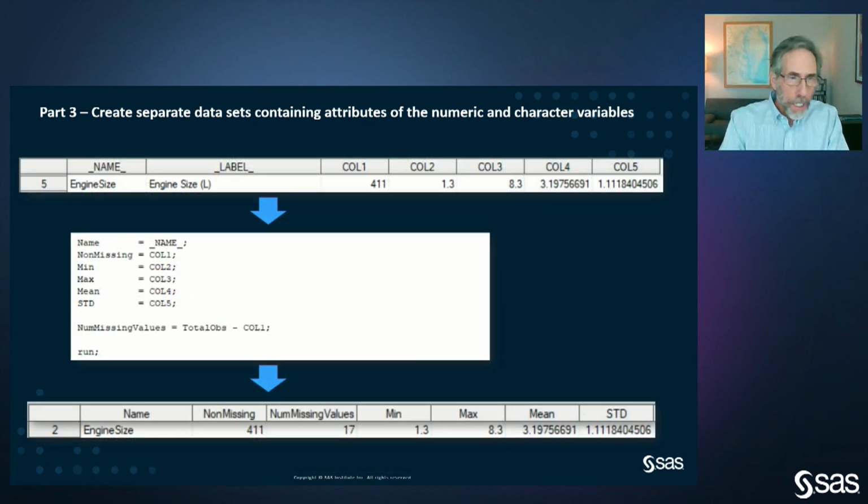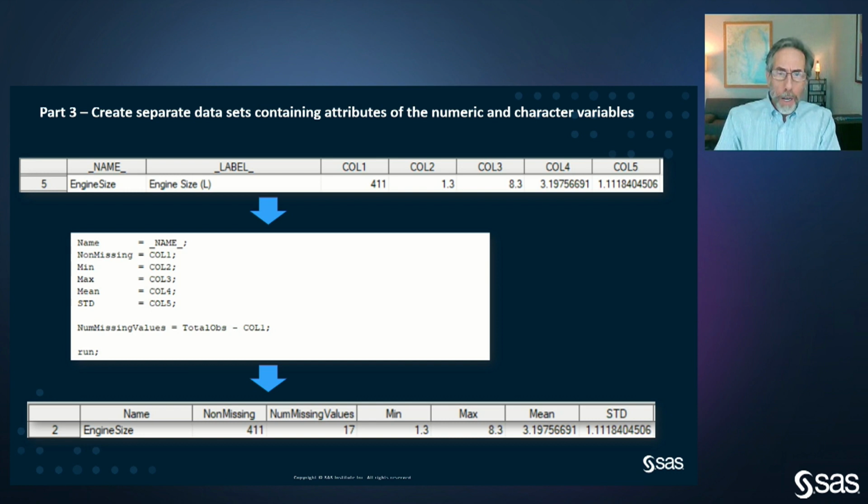Here's an easier way to see that. Let's take a look at observation number 5. You can see that as it goes through this part of the program, name equals underscore name underscore. So it's going to set name down at the bottom equal to engine size.